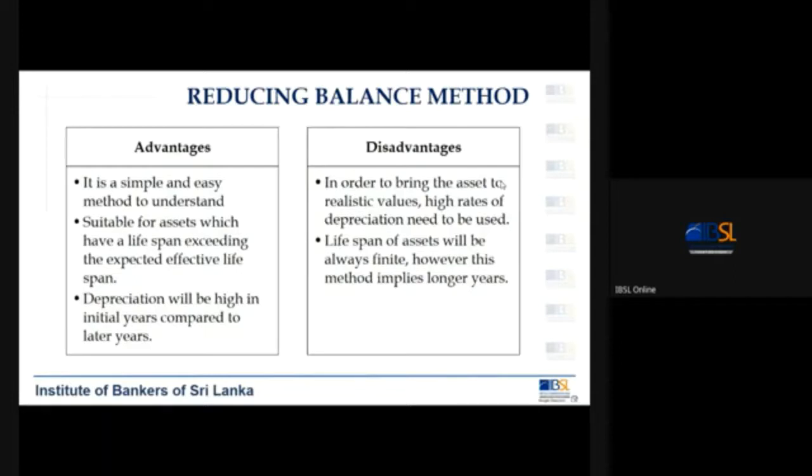Lifespan of the assets will always be finite. However, this method implies longer years. So if you look at it, the lifespan of assets will always be finite. You can't be using it forever. But this method will show you that you are using an asset which has an infinite life. Okay, that is a contradiction of this method.